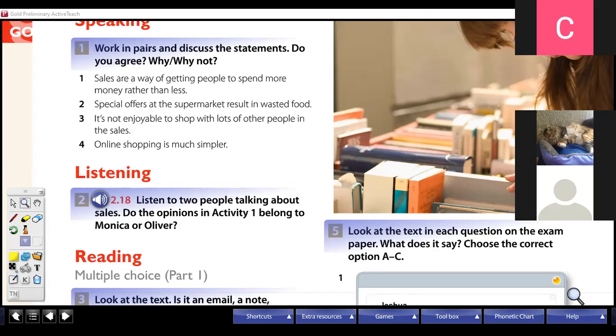Why do you think so? Why do you think that special offers at the supermarket result in wasted food? Do you have an idea? Gabriela, do you know why special offers at the supermarket result in wasted food?